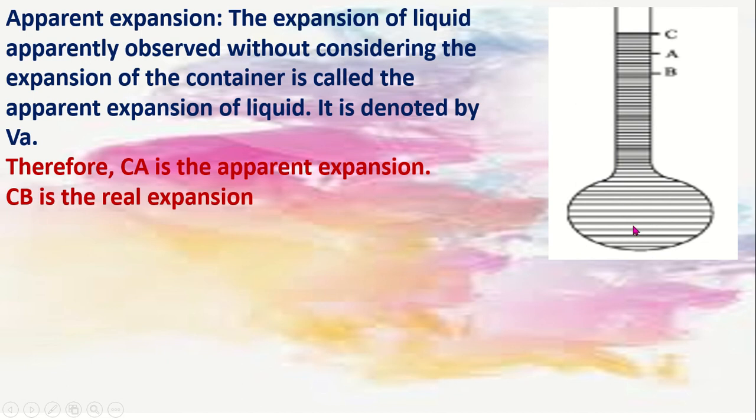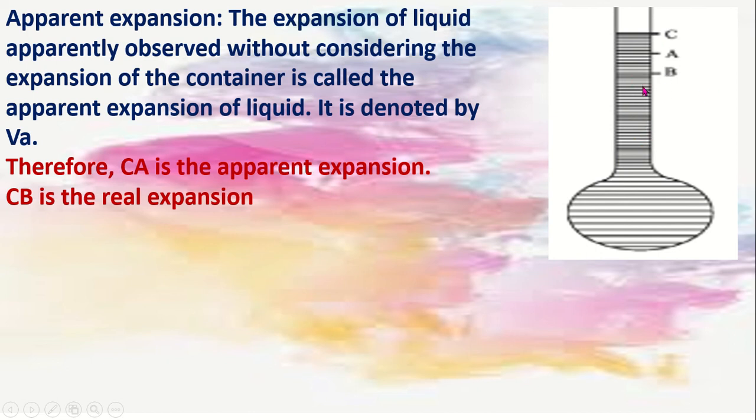Then the liquid contained in this container will receive the heat. The expansion of the liquid will be more than that of the solid. So the liquid will expand and reach the level C. So apparently it seems the liquid level is raised from A to C. This is apparent expansion. That means AC is the apparent expansion. But real expansion is what? Expansion of the liquid and expansion of the container.